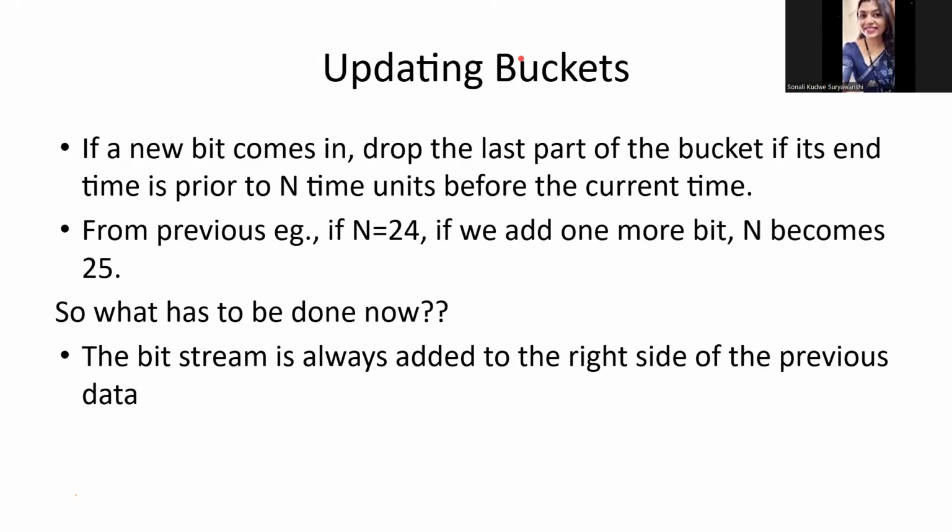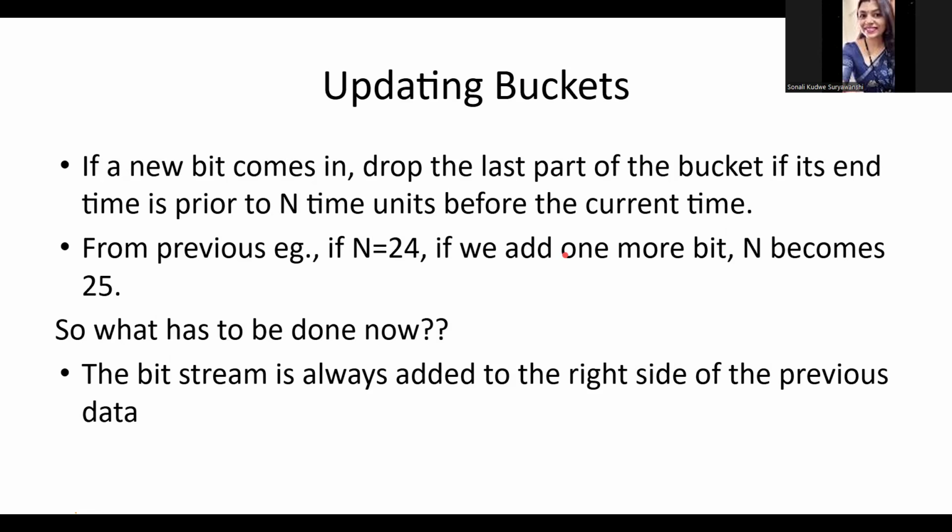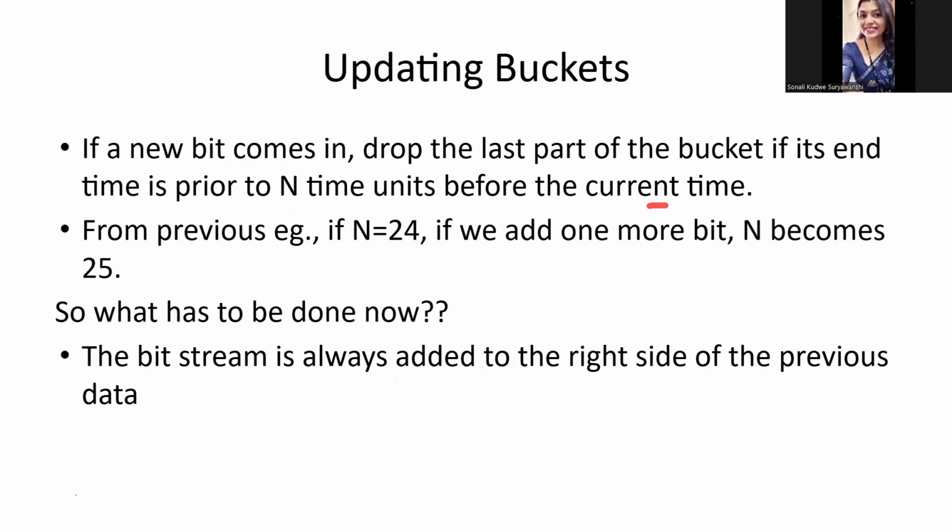Now let's say we want to update the buckets. Now how do the updates of the buckets happen? Let's say a new bit comes from the right side. So in that case, we have to drop the last part of the bucket, which is on the left side. Okay. Because if its end time is prior to the end time units before the current time, then we drop the last part of the bucket.